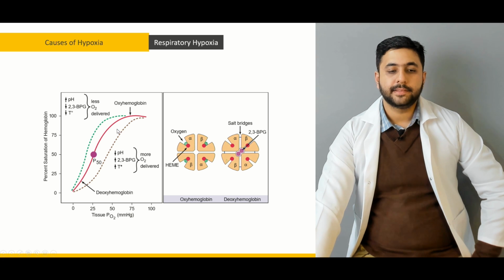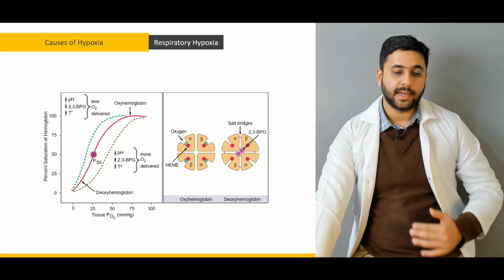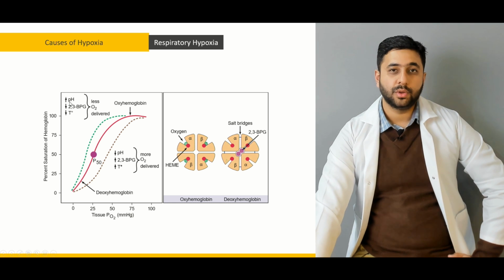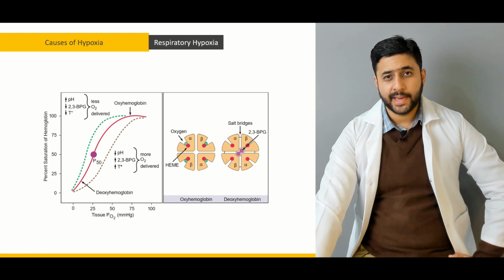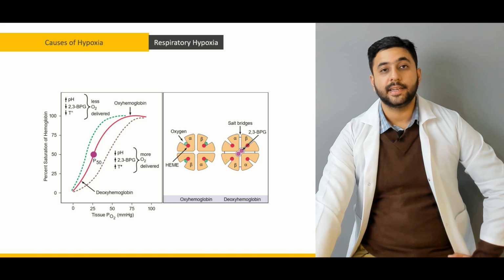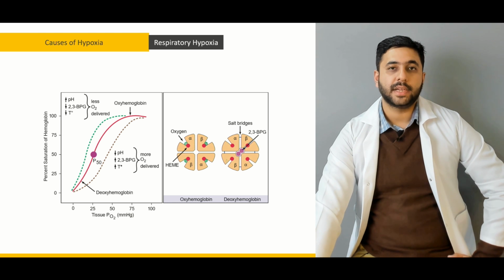Now, the opposite happens in the leftward shift. In the leftward shift, we have an increased affinity of hemoglobin for oxygen. So, the opposite of the right side, for example, in conditions like alkalosis when there is decreased hydrogen concentration, decreased temperature, or decreased 2,3 BPG, or in certain hemoglobin variations like fetal hemoglobin, which has an increased affinity for oxygen as compared to adult hemoglobin because of the two gamma chains. They lead to less oxygen delivery and more attachment of the oxygen.